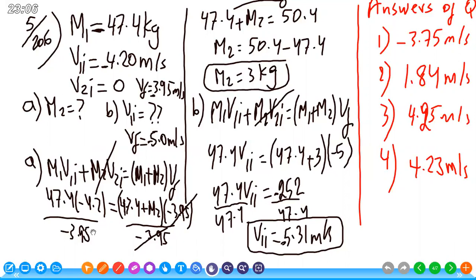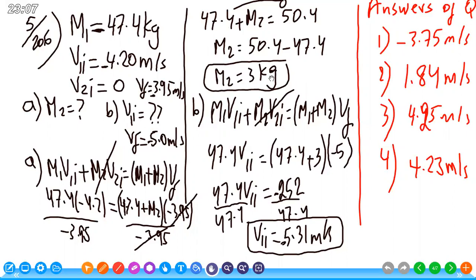Divide both sides. So I will remain here with 47.4 plus M2. And this much, which is 47.4 times minus 4.2 over minus 3.95, I will get 50.4. If I take 47.4 to the other side, it becomes 50.4 minus 47.4. The mass of the skateboard is going to be 3 kilograms.